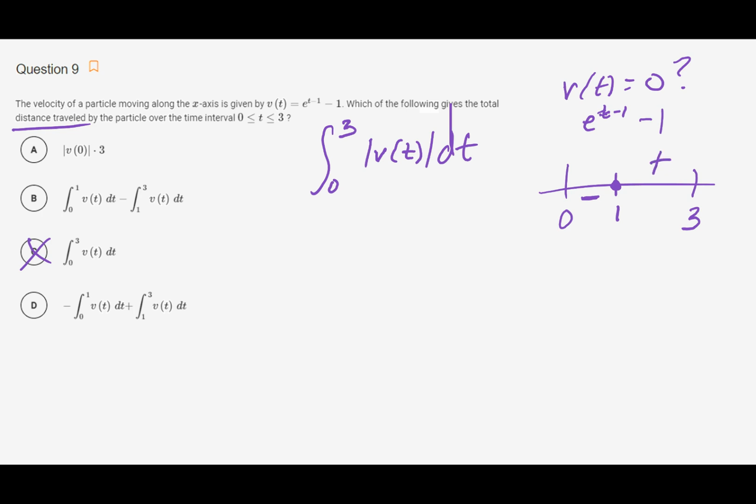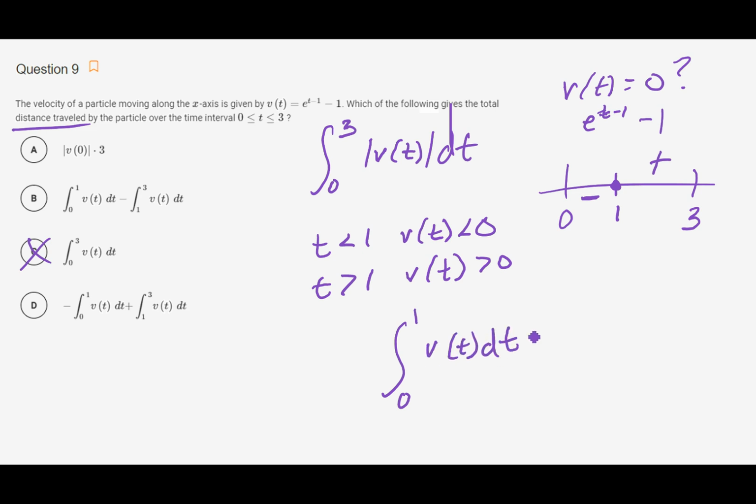So I did a quick sign chart here. I know that when t is less than 1, my velocity is less than 0, so it's negative. And when t is greater than 1, my velocity is positive, or greater than 0. Now let's take a look at what our options are. We know that on this interval from 0 to 1, our velocity, this piece, is going to be negative. Okay, we know this.